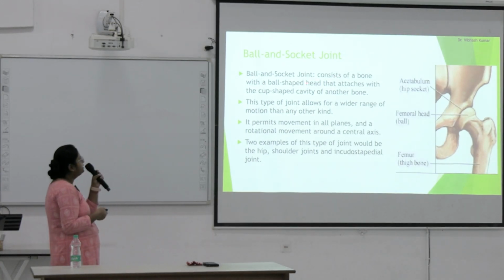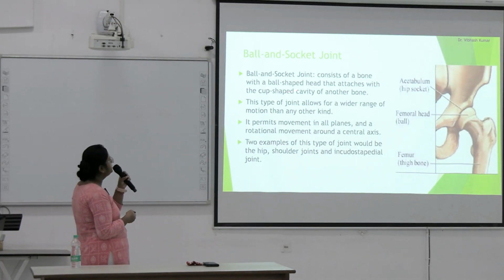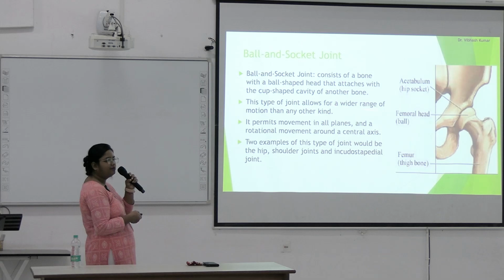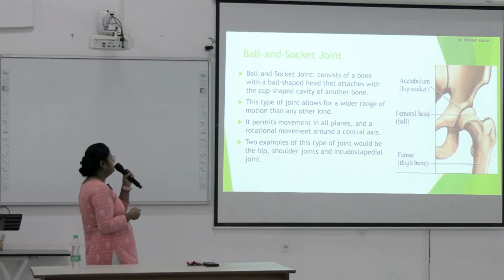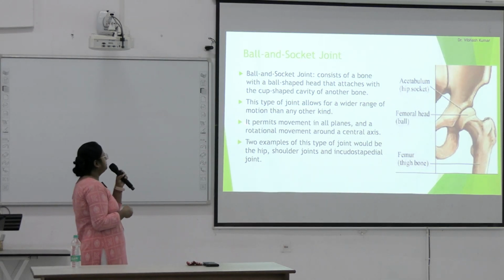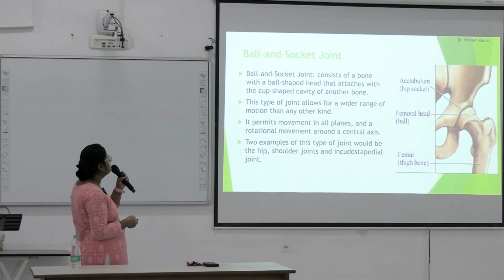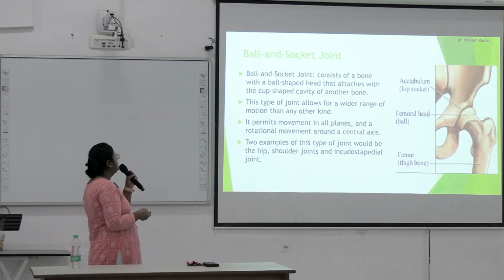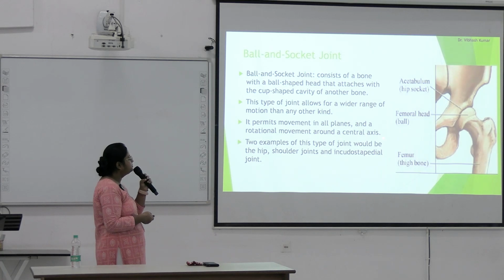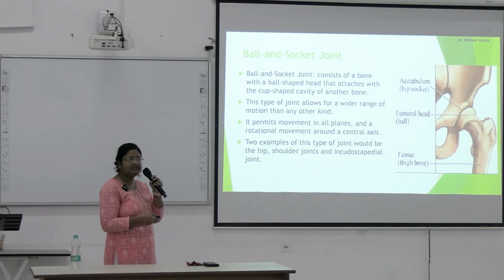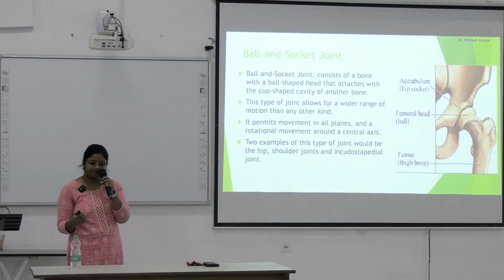So the ball and socket type of joint consists of a bone with a ball-shaped head that attaches with the cup-shaped cavity of another bone. This type of joint allows a wider range of motion than any other kind, and it permits movement in all planes, and a rotational movement can also occur around a central axis, that is the vertical axis.